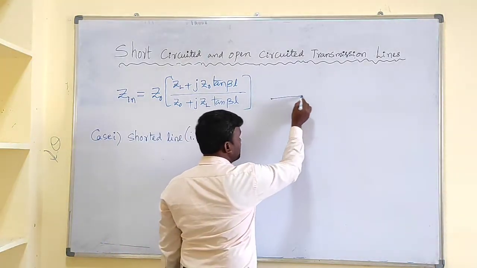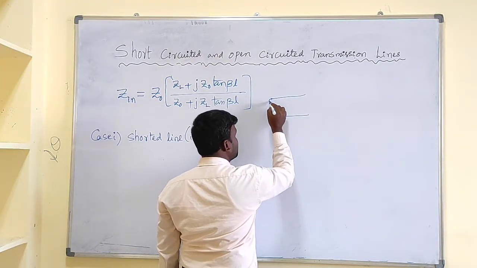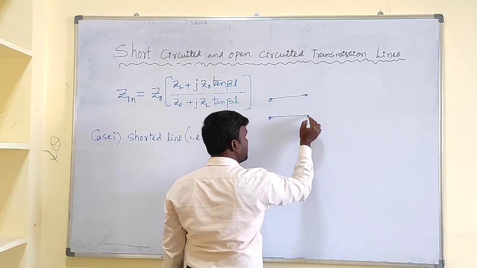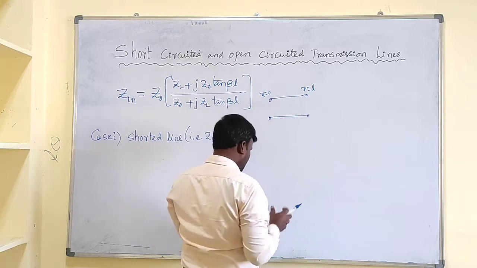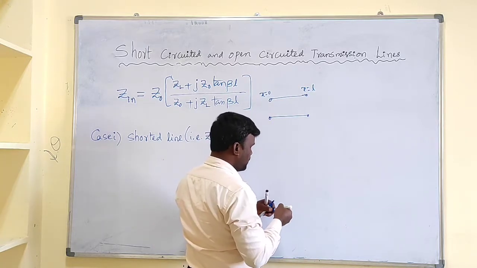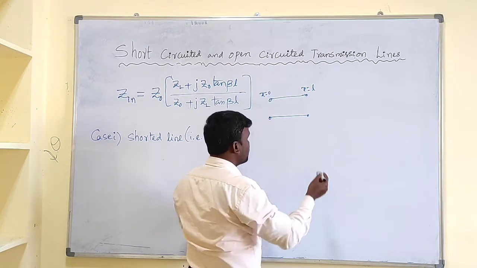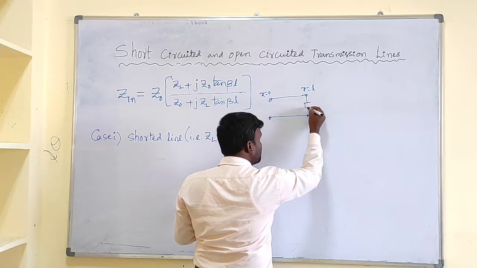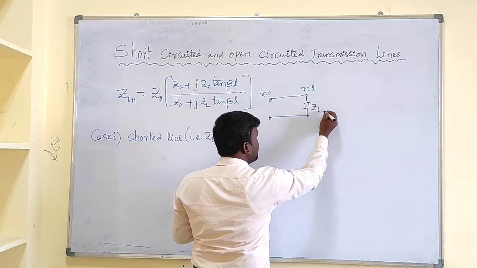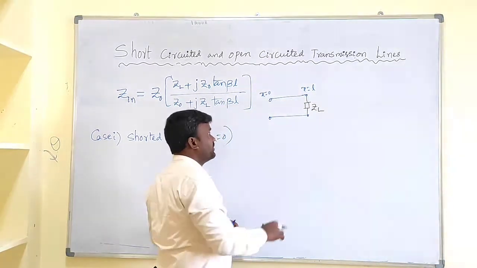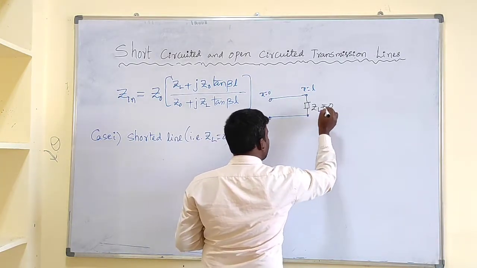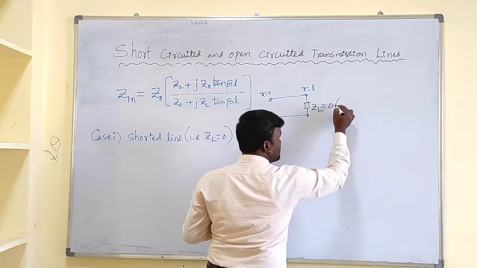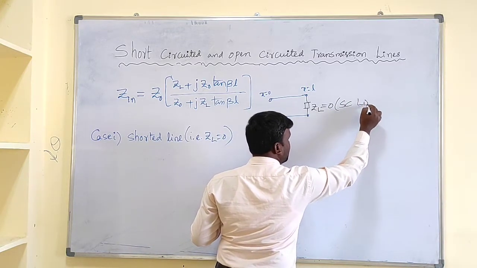Here is our transmission line, this is the input end and this is the load end. Here x equal to 0, this is x equal to L, and here we need to connect a load of impedance ZL. Basically this is used to connect the source and load. It is the source end and the load end. In this case we consider ZL as 0. That means it is an SC line, short circuited line.